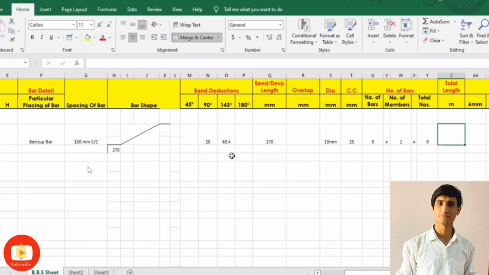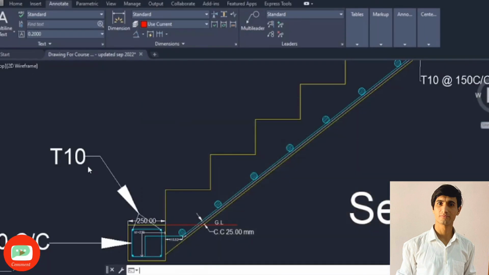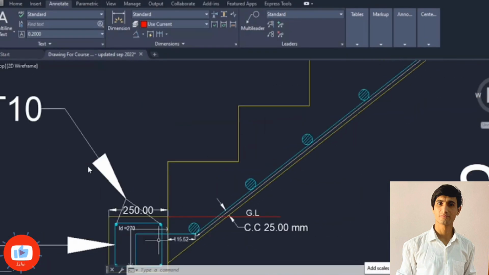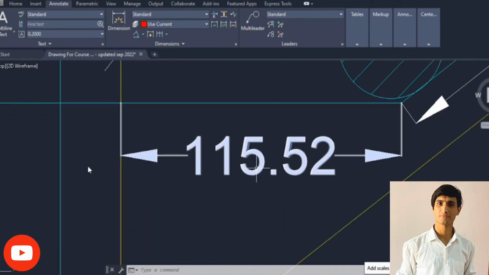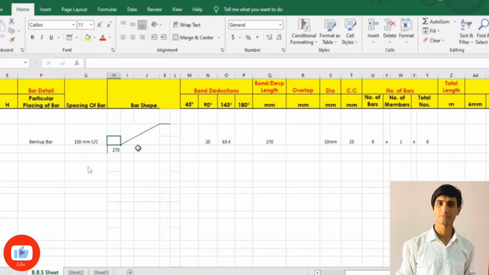Now in order to find out the total length, first of all we need to find out the cut length, and we have already found out the development length. Next to it we need to find out this length. It is mentioned over here in the AutoCAD, and this is basically the benefit of AutoCAD. 115.52. Let me put it over here.